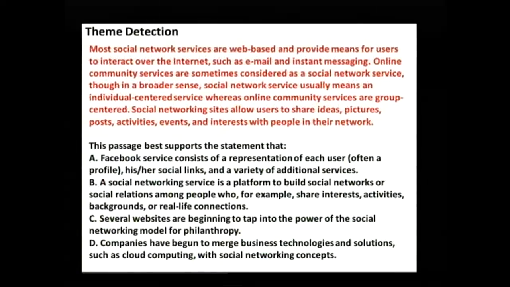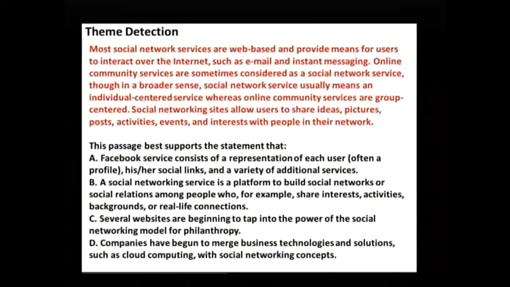Now the question: the passage best supports the statement that Facebook service consists of a representation of each user, often a profile, his or her service links and a variety of additional services. Now you need to tell me if the passage is talking about Facebook. You need to think. Is it talking about B, a social networking service is a platform to build social networks or social relations among people, for example, share interests, activities, backgrounds or real life connections? Or is it talking about C, several websites are beginning to tap into the power of the social networking model of philanthropy. Philanthropy is charity. Anywhere is it talking about charity? Definitely not. Number 4, companies have begun to merge business technologies and solutions such as cloud computing with the social network concept. Is it talking about cloud networking and cloud computing?